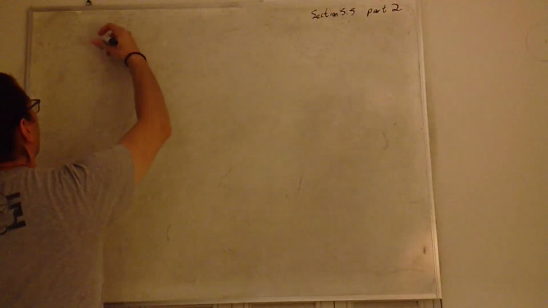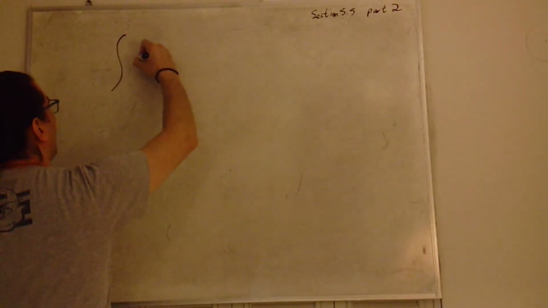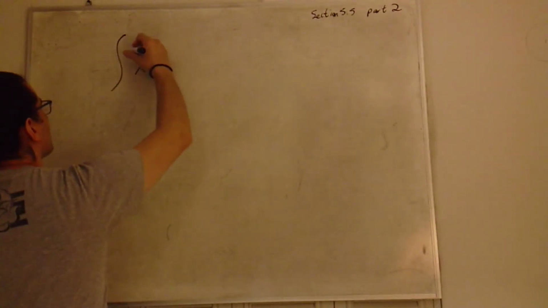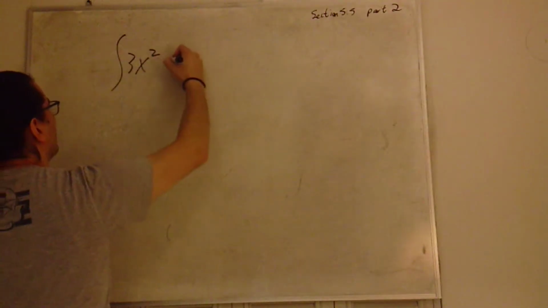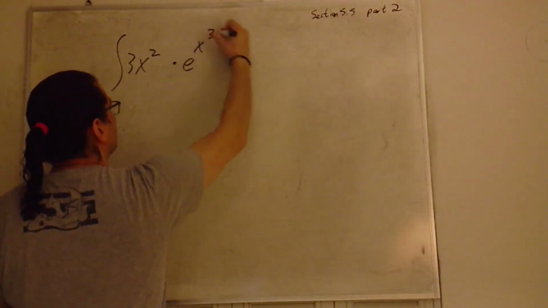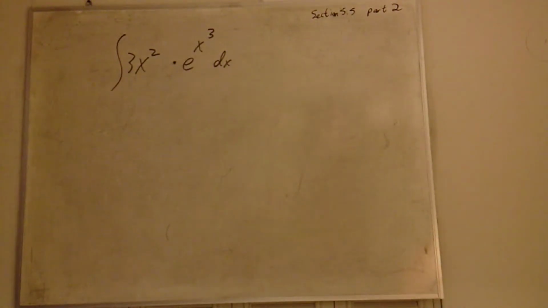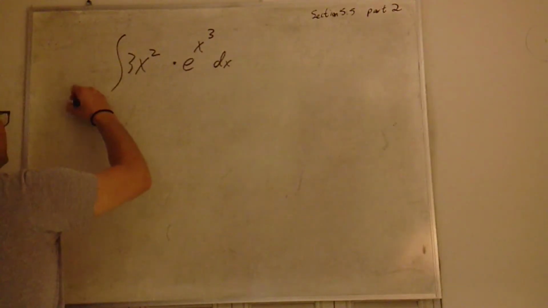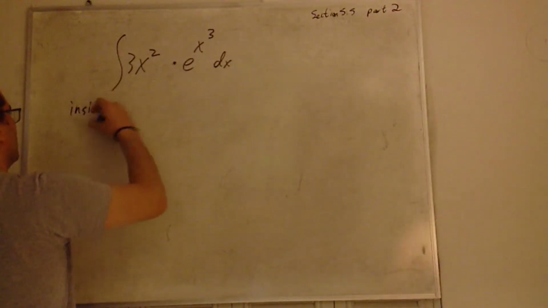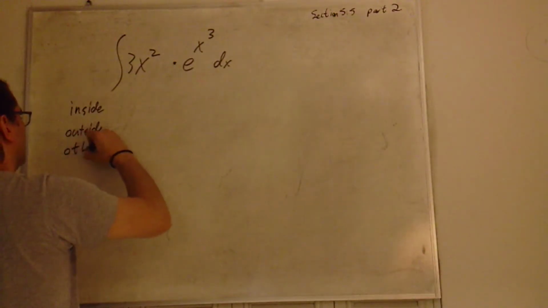Let's look at the integral of 3x squared times e to the x cubed dx. First step is always identify: inside, outside, other.